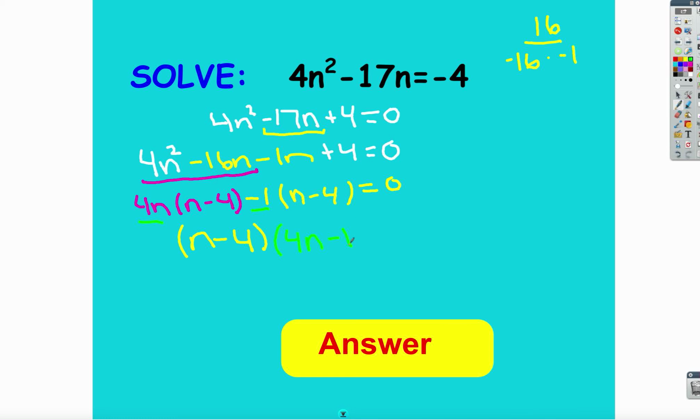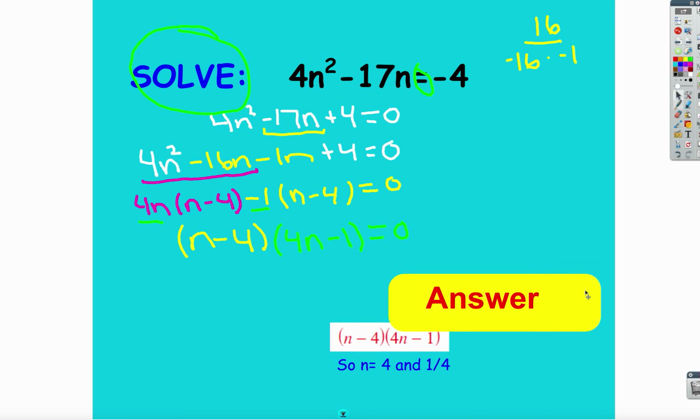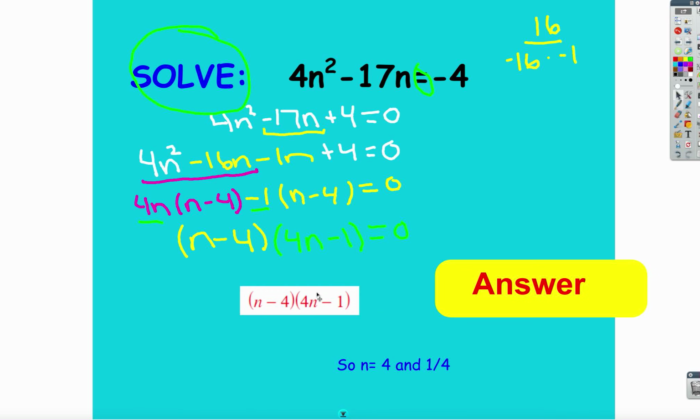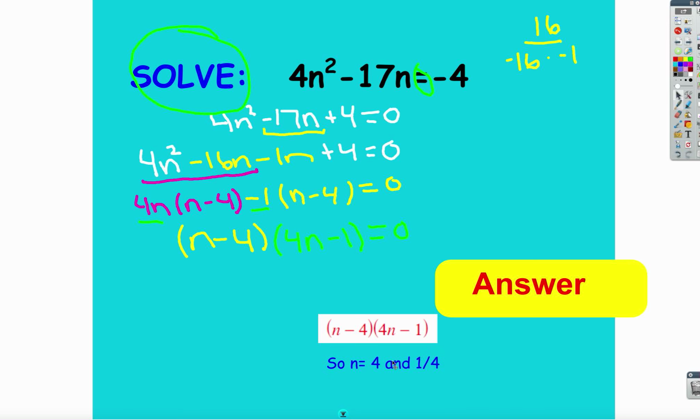And still I am not finished, because in this particular example I was asked to solve it. This is an equation. I've got an equal sign. So I'm going to set each factor equal to 0. So here's my factored form. This is going to give me n equals 4 when I set this equal to 0 and solve. And then here I will get positive 1/4.